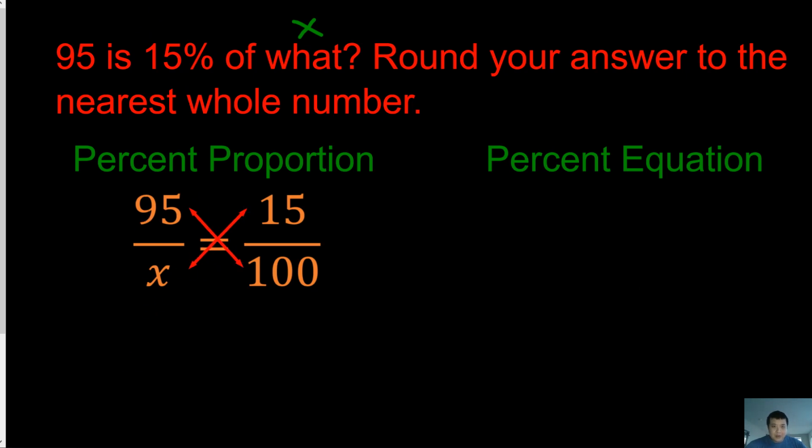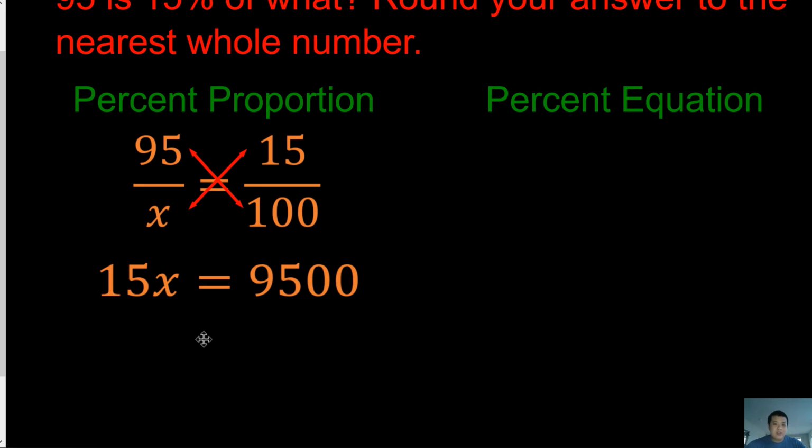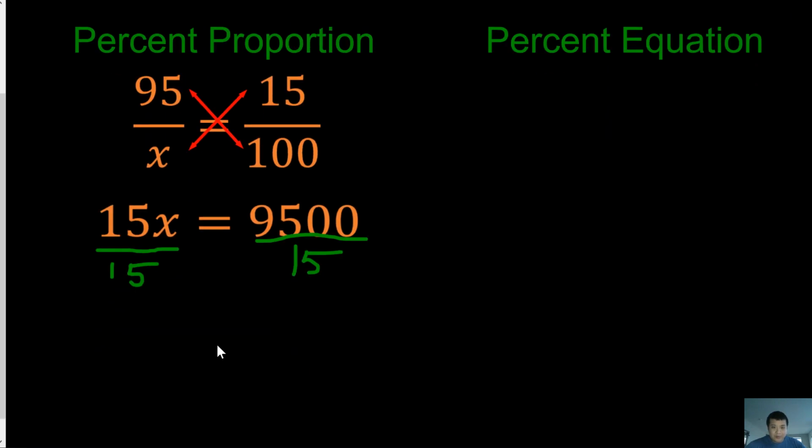When we do that, we get 15x equals 95 times 100, which is 9,500. And then divide both sides by 15 now, okay? Because we're trying to get x by itself. Divide by 15. And what we find out is that x, when rounded to the nearest whole number, is 633. Now, actually it's 633.3 repeating, but we're rounding it to the closest whole number.